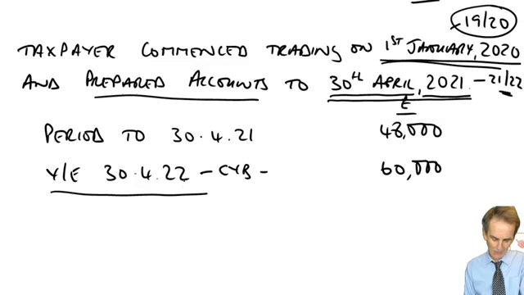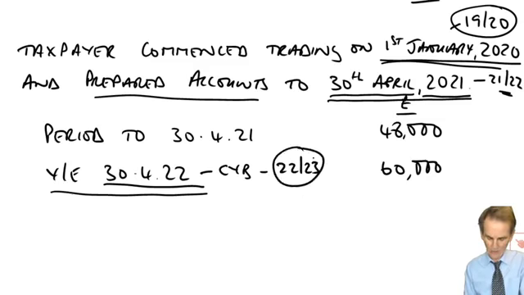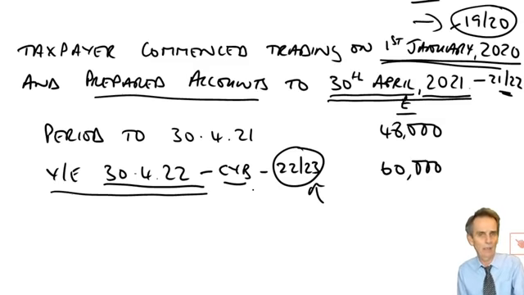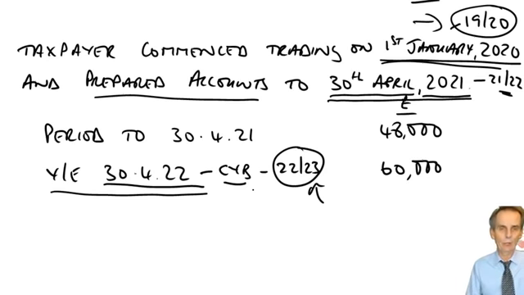What accounting date do we have? Which tax year does it end in? 30th of April 22. That ends in the 22-23 tax year. So in the first year, 1920, it will be actual. In the 22-23 year, it will be CYB. So this time we've got a gap of 2 tax years to fill in, 2021 and then 21-22. Now let's see how we fill those gaps in.